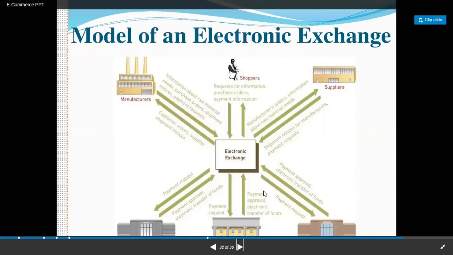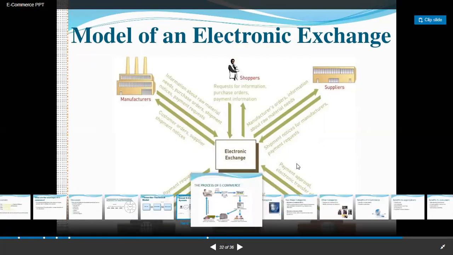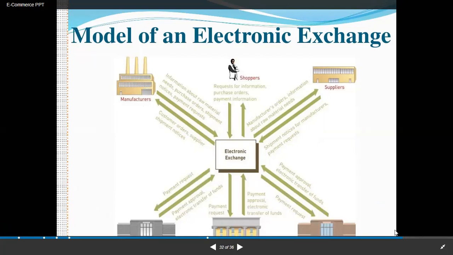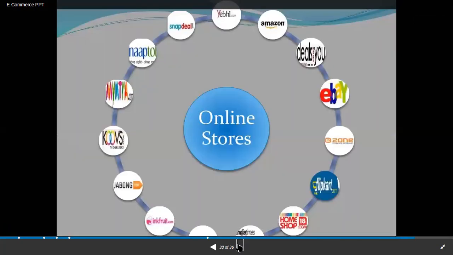So just see this model of electronic exchange. This is how shoppers, suppliers, manufacturers, everyone is dealing with this. So these are some online stores. You all are very well aware of them. Jabong, Northol, Snapdeal, eBay, Flipkart, Home Shop. All these are online stores, right?